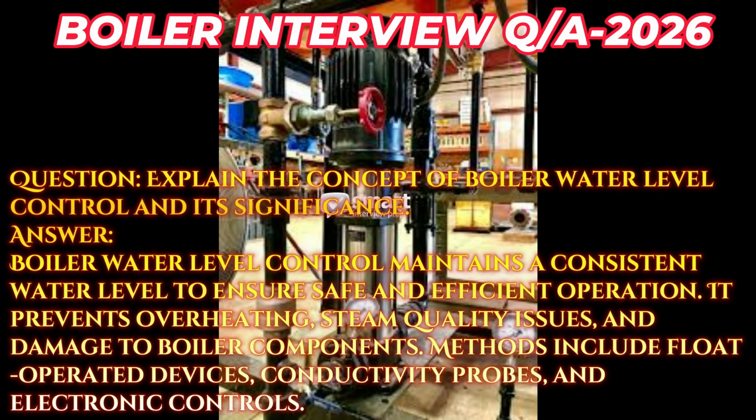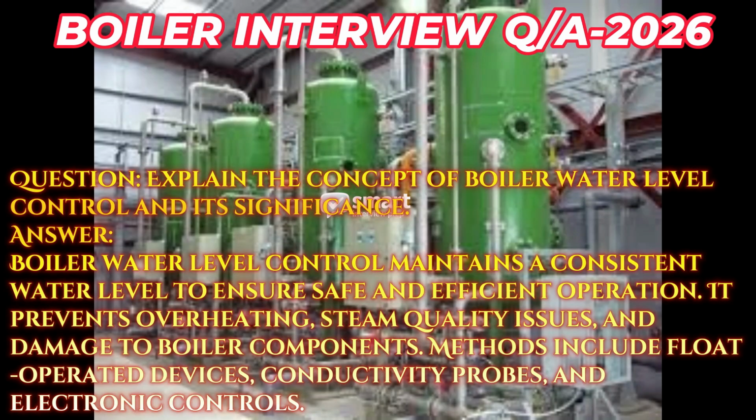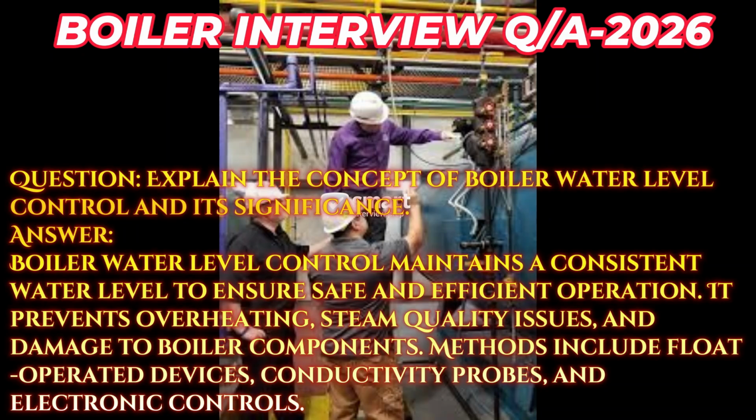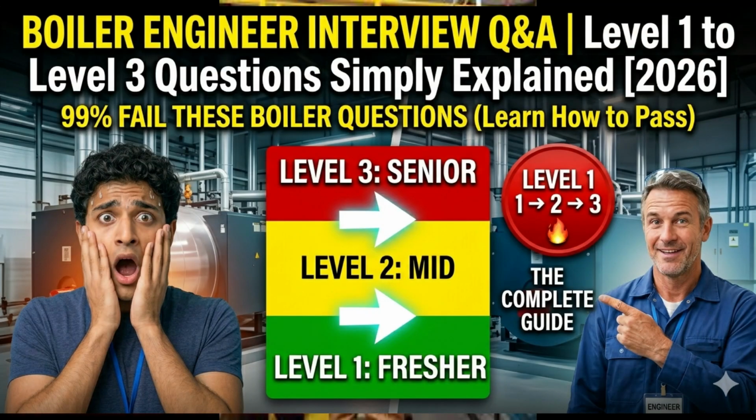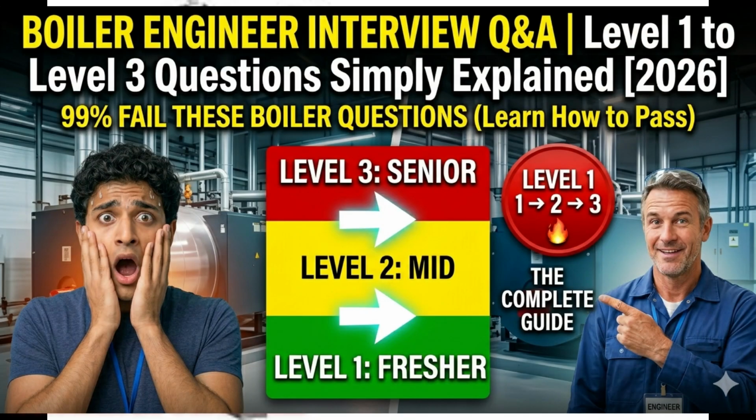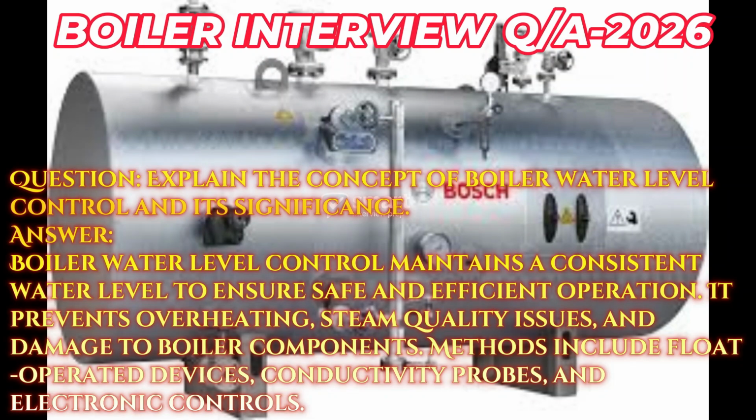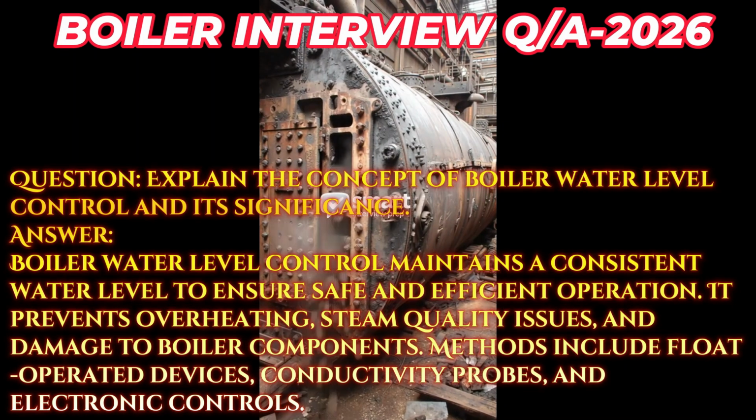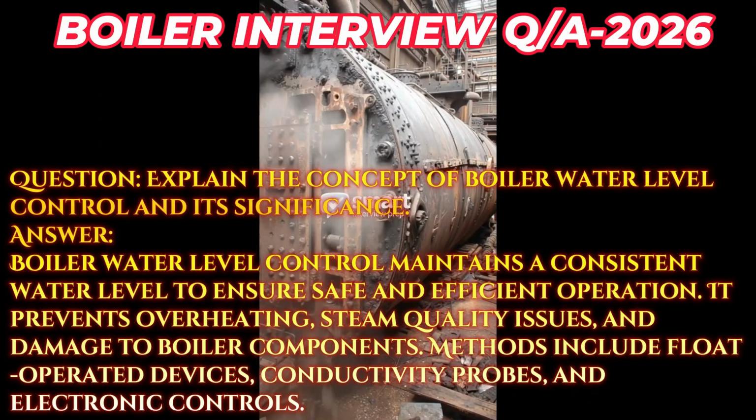Question. Explain the concept of boiler water level control and its significance. Answer. Boiler water level control maintains a consistent water level to ensure safe and efficient operation. It prevents overheating, steam quality issues, and damage to boiler components. Methods include float-operated devices, conductivity probes, and electronic controls.